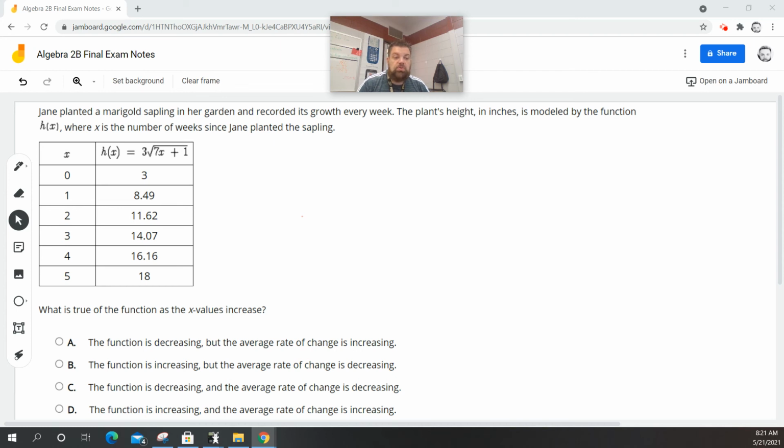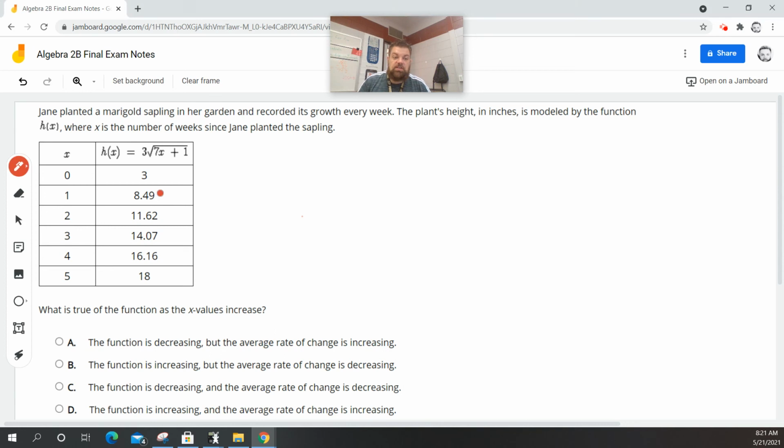What is true of the function as x increases? So it says that, oh, there it is. I lost my little pen. The function is decreasing, but the average rate of change is increasing.